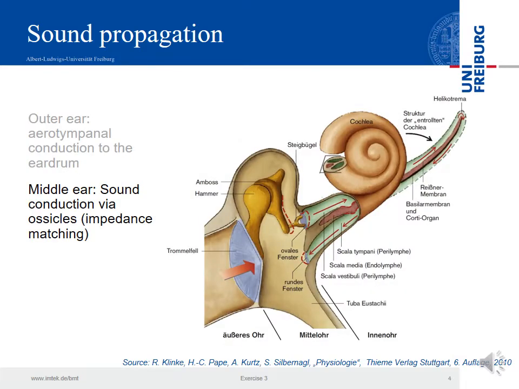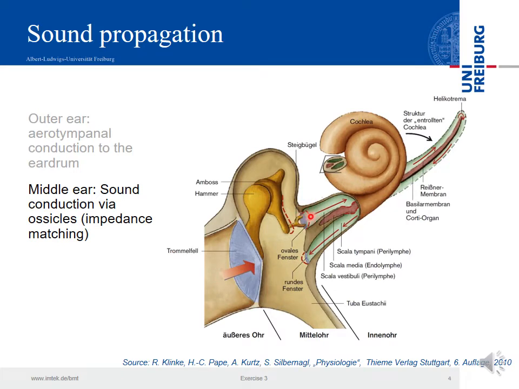How does sound conduction work? And I hope you see now the laser pointer that I switched on here on the slide. Here on the eardrum, the vibrations of the sound are transferred into the vibrations of those three bones, and since they act as a lever, we have here a certain amplification and an impedance matching to the oval window.